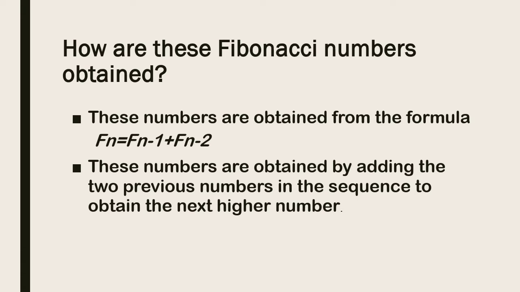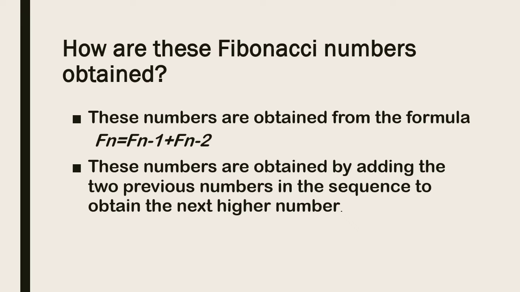How are these Fibonacci numbers obtained? These numbers are obtained by adding the two previous numbers in the sequence to obtain the next higher number. The numbers are obtained from the formula Fn equals Fn-1 plus Fn-2.